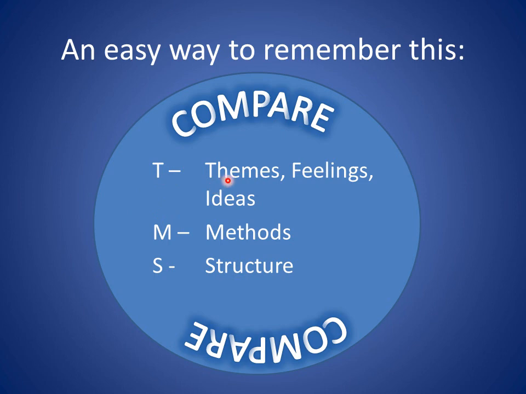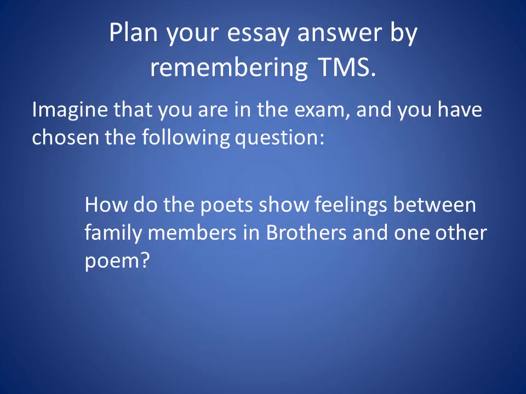So T is themes, feelings and ideas, M is the methods, S is the structure. And remember, we've got to keep comparing those across both two poems. So you can plan your essay answer by remembering TMS. So imagine that you're in the exam now and that you've chosen the following question. How do the poets show feelings between family members in Brothers and one other poem?